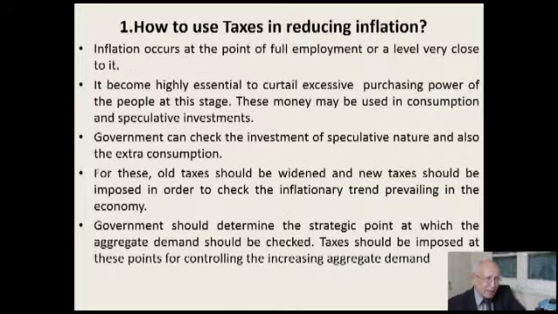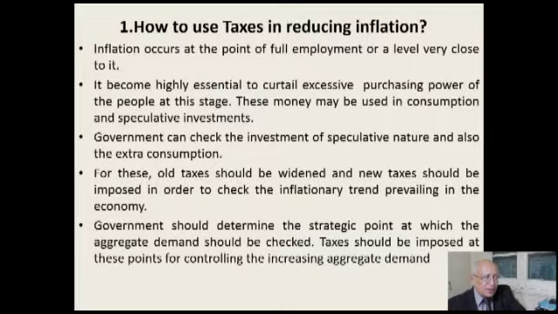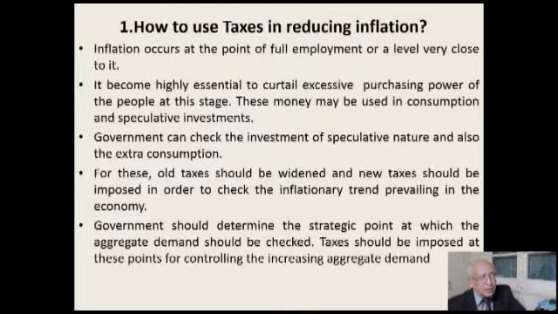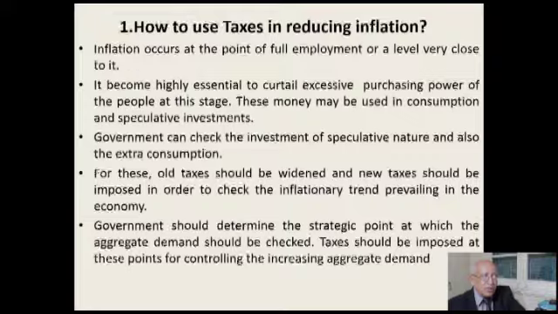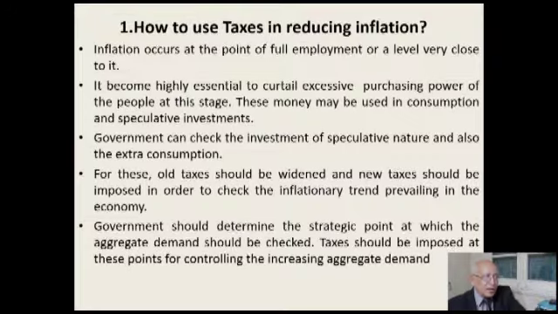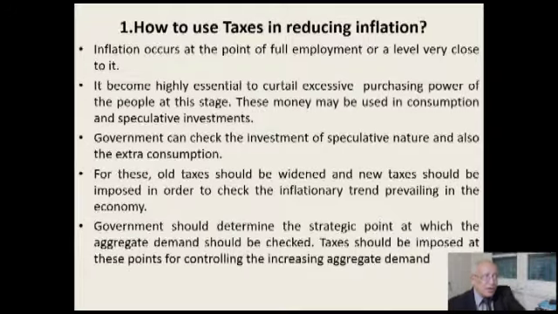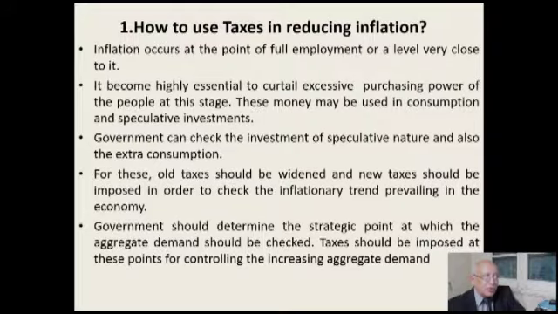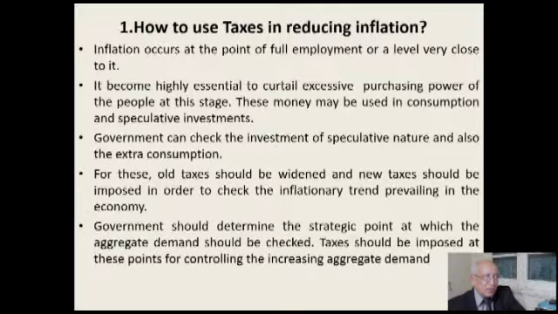In the sense that government uses taxes to reduce the liquidity available to people and hence reduce effective demand. Government can check investment of a speculative nature and also extra consumption. How does government do that? For this, all the taxes should be widened and new taxes should be imposed in order to check the inflationary trend prevailing in the economy.